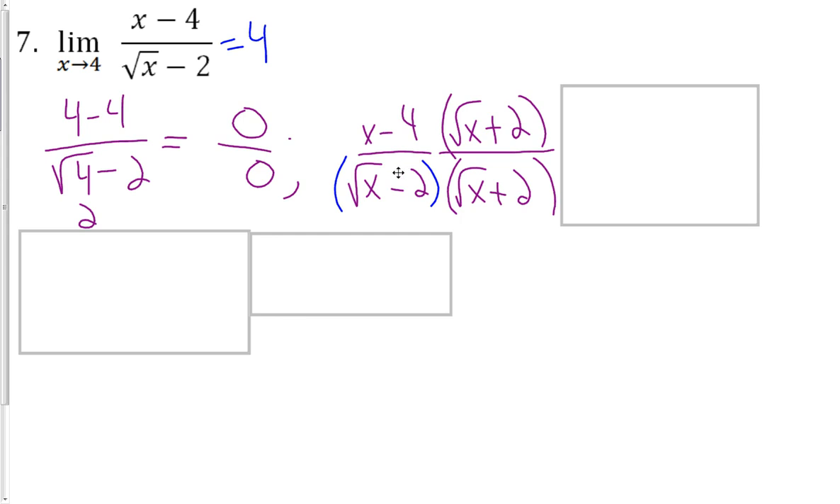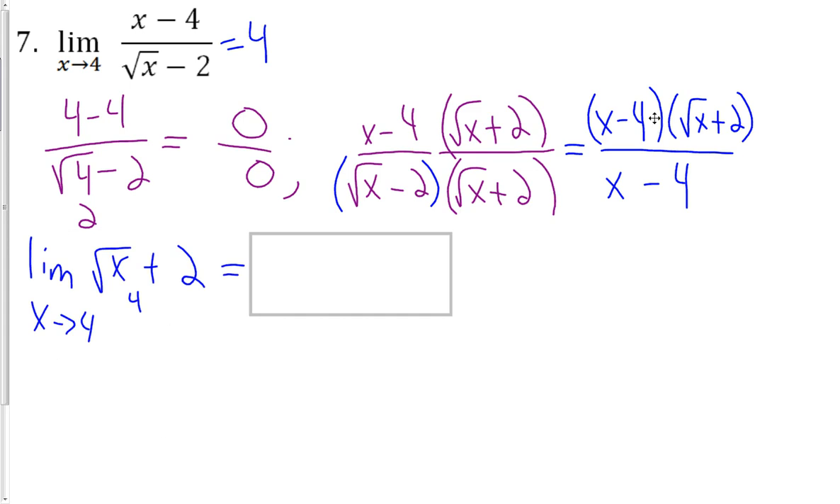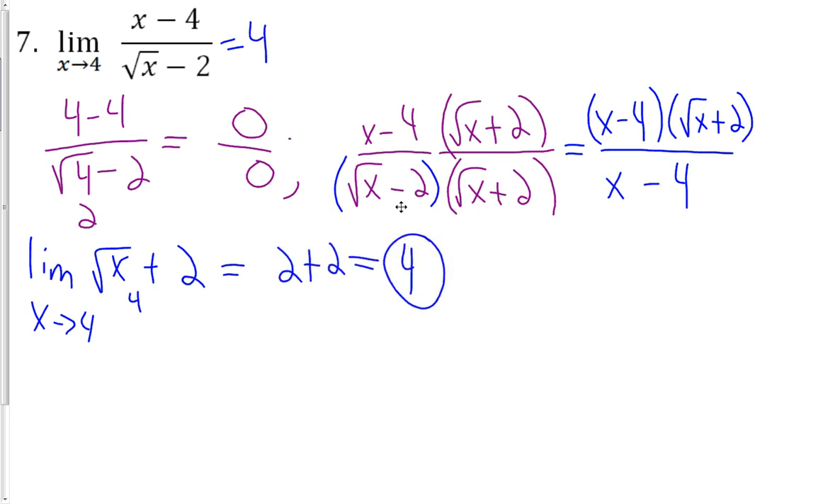x minus 4 over square root of x minus 2, so multiply by square root of x plus 2 on top and bottom. And again, notice I never multiply these together. It's always an understanding that something's going to cancel. Oh, and what do you know? Square root of x times square root of x, x. Negative 2 times plus 2, minus 4, because it's a minus b times a plus b. Yep, there's an outer and inner term that cancels. And now plugging back in, I got square root of x plus 2 because these canceled. And square root of 4 plus 2 gives us 2 plus 2, and the limit is 4.